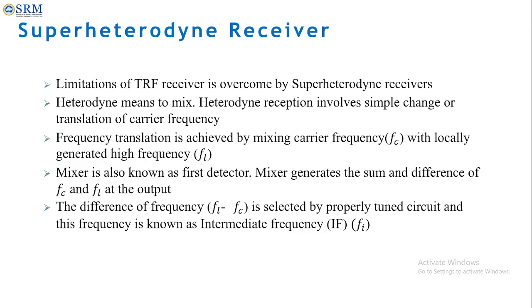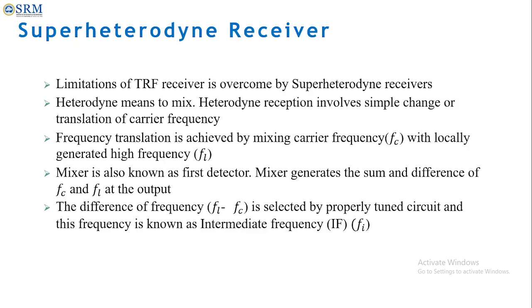The limitations of the tuned radio receivers are overcome by the superheterodyne receivers. Heterodyne means mix. It is a change or translation of the carrier frequency that happens in the heterodyne receiver, so in other words, it is a frequency translation. This is achieved by mixing the carrier frequency, FC, with a locally generated frequency, FL. The mixer is also known as the first detector.